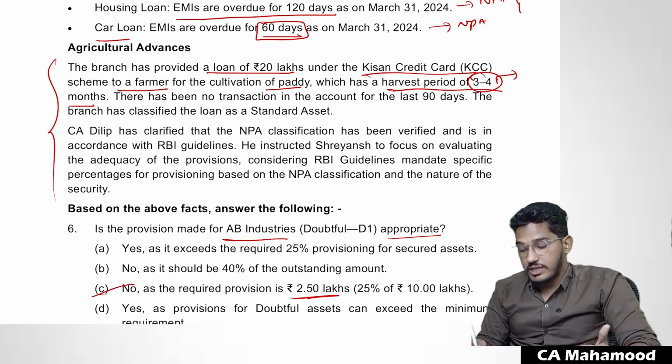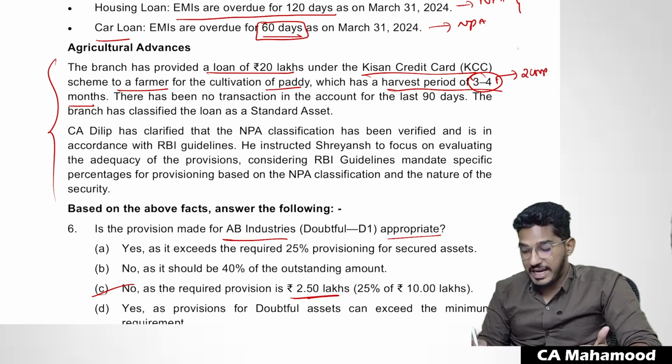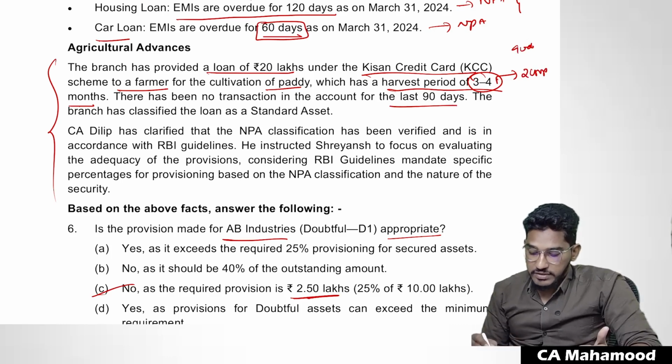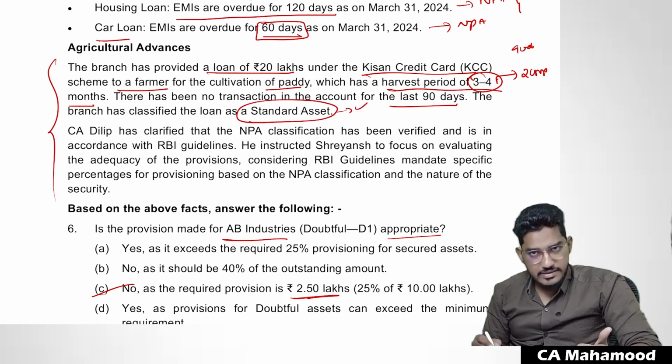A short-term agricultural advance will be classified as NPA if it remains overdue for more than 2 crop seasons. More than 2 crop seasons. The 90 days limit will not become applicable here. There has been no transaction in the account for the last 90 days. The branch has classified the loan as a standard asset. Is it correct? Yes.